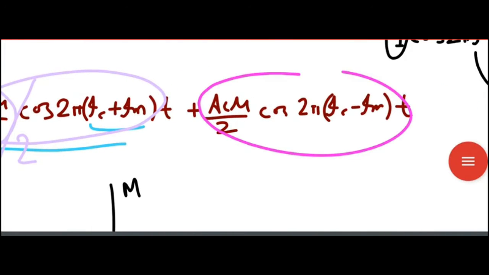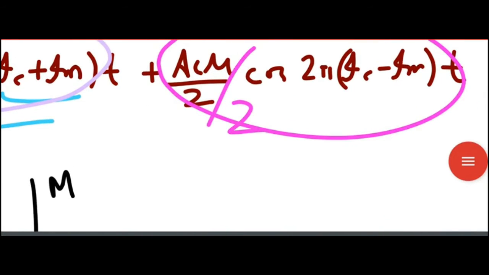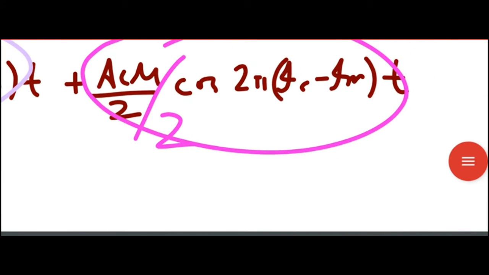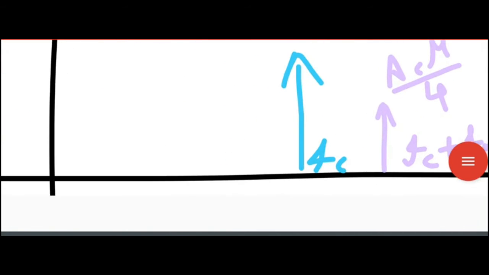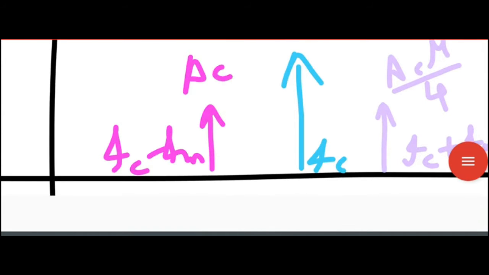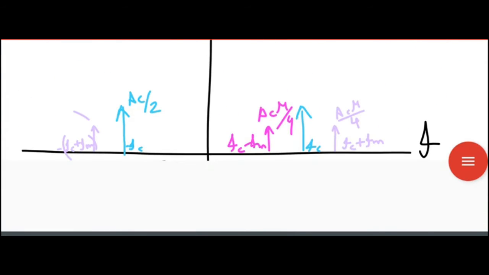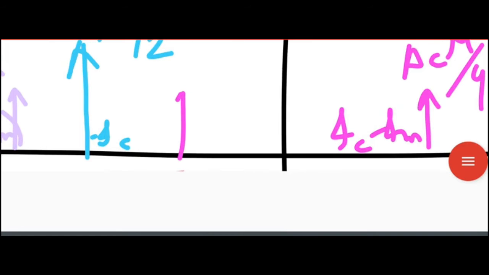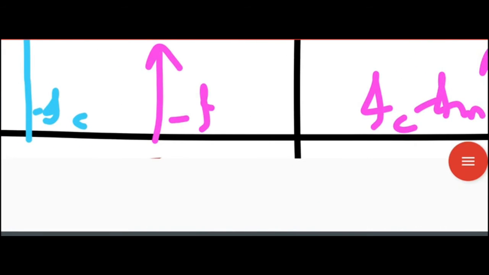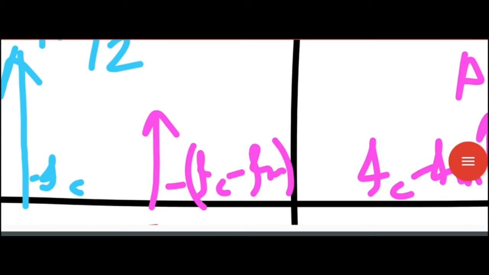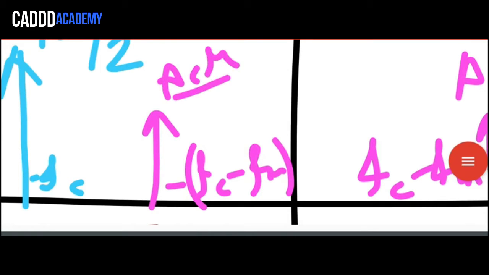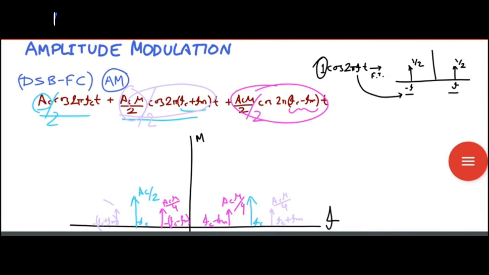Now we are left with the third term. For this term we divide by 2 and get AC mu by 4 as the amplitude of the impulse function, and the location of the impulse function will be FC minus FM. The amplitude is again AC mu by 4, and we will get the impulse at minus of FC minus FM, and the amplitude will be AC mu by 4. So this is the spectrum for double sideband full carrier.